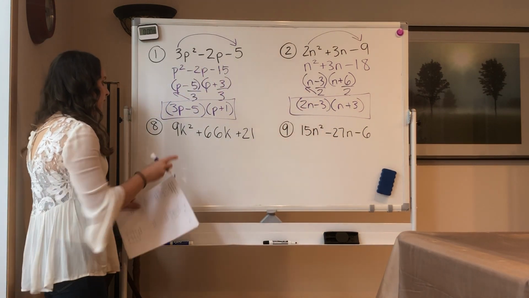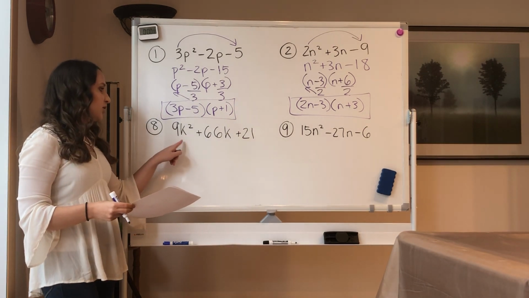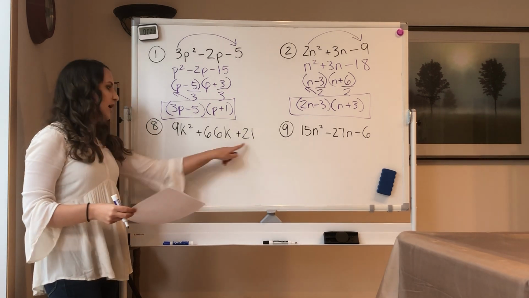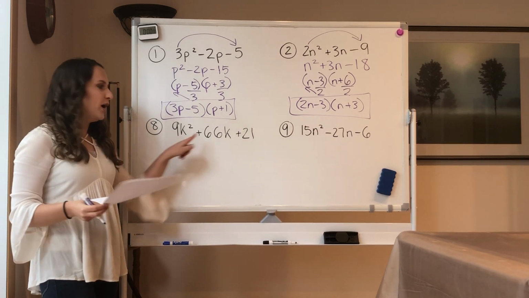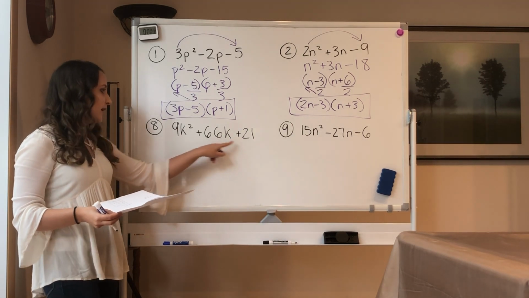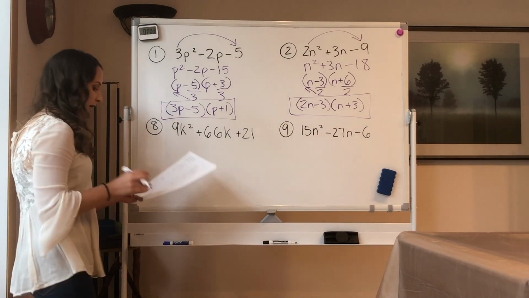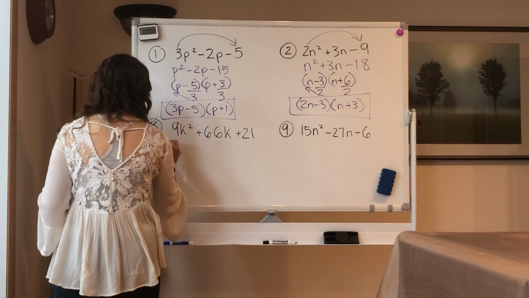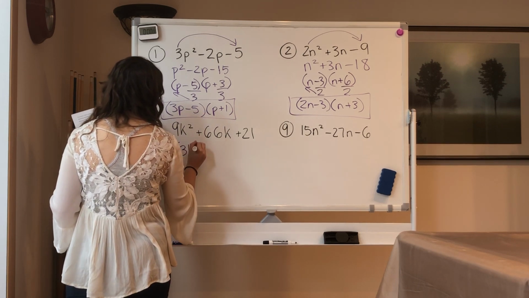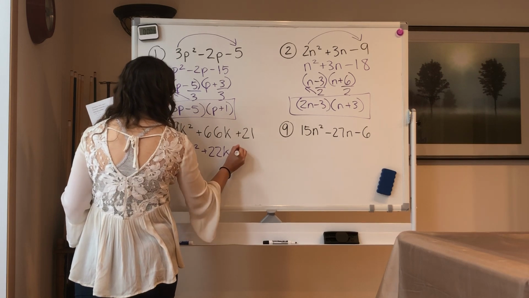This one is a little different because there is something you could factor out. It's not 9, because 9 doesn't go into 66 or 21, but it's 3, because 3 goes into 9, 66, and 21. We jumped down to number 8. First we take out a 3. When you take out a 3, you're left with 3k squared plus 22k plus 7.